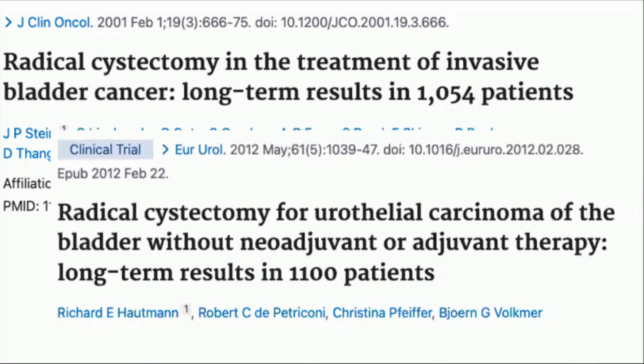This was another retrospective review of over 1,000 patients undergoing radical cystectomy with pelvic lymph node dissection without neoadjuvant treatment, and they found that the 10-year disease-specific survival for lymph node positive disease was only 16.7%. So these studies demonstrate that pathological lymph node disease is associated with worse patient outcomes.